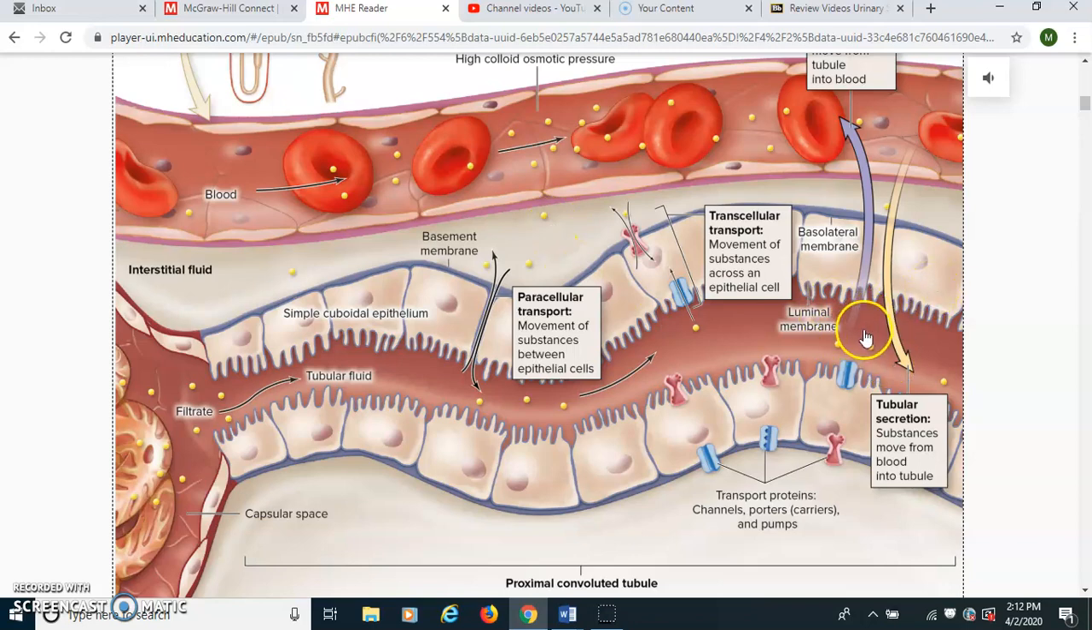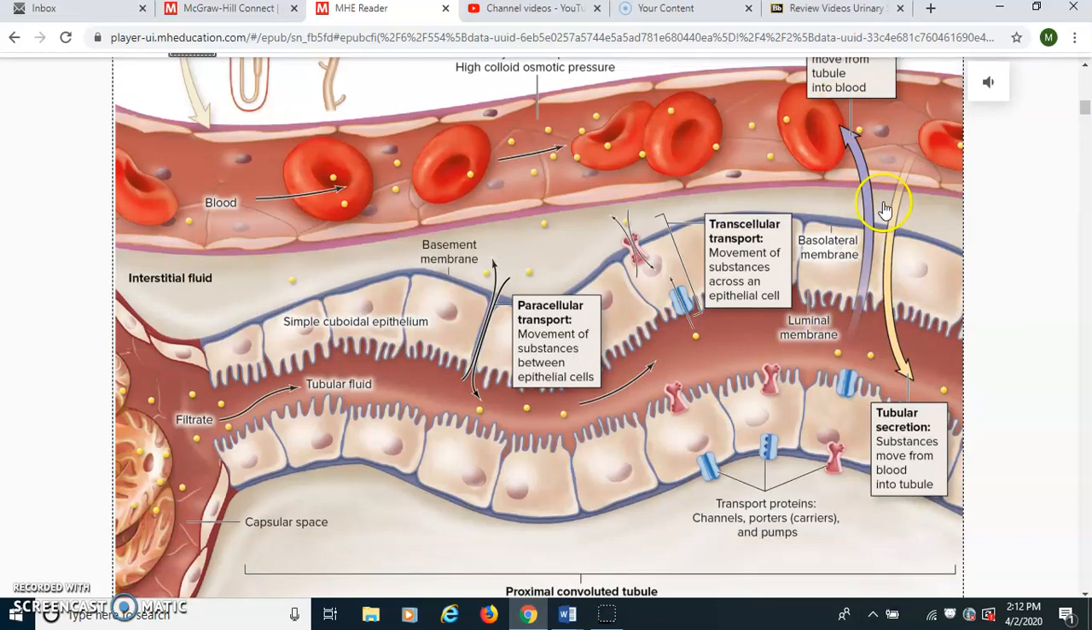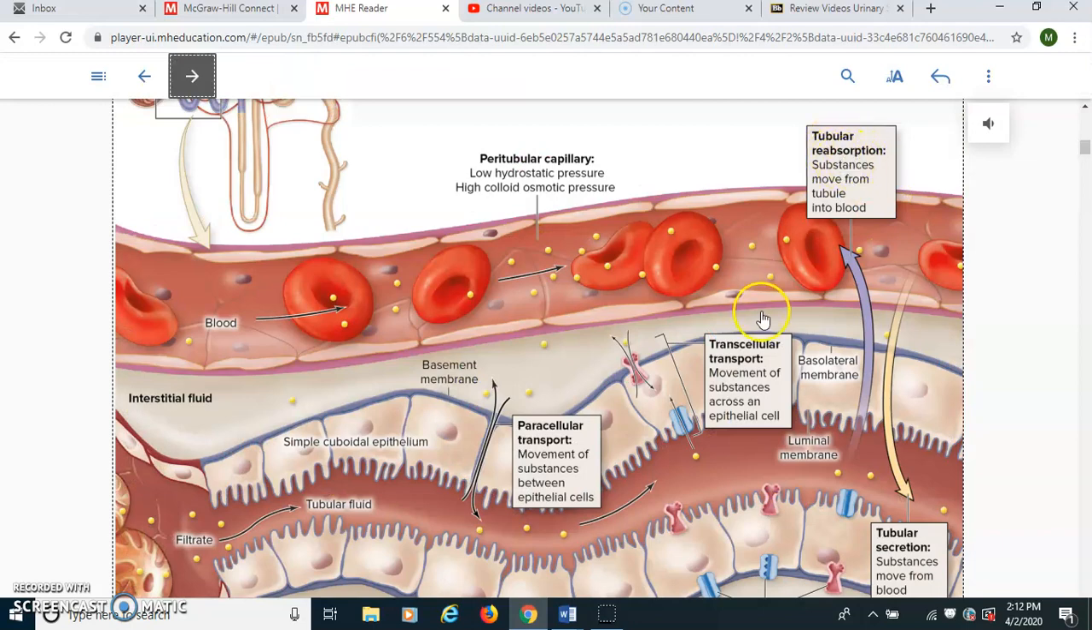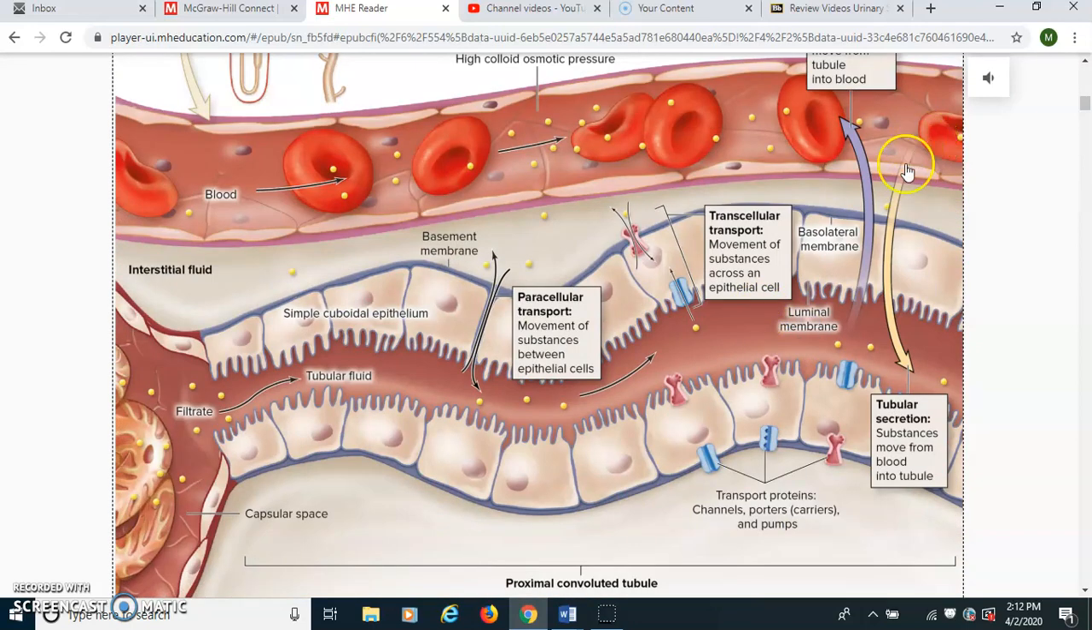If they're moving from the tubular fluid back into the blood, we call that tubular reabsorption. And then we'll talk about some substances that move from the blood back into the tubular fluid, and that's tubular secretion. We're going to focus on tubular reabsorption for now. All right, so that's just a little overview picture. We want to talk about the substances that are completely reabsorbed, and so the two main ones that we're going to talk about are glucose, and this could be other nutrients too, but we focus on glucose.